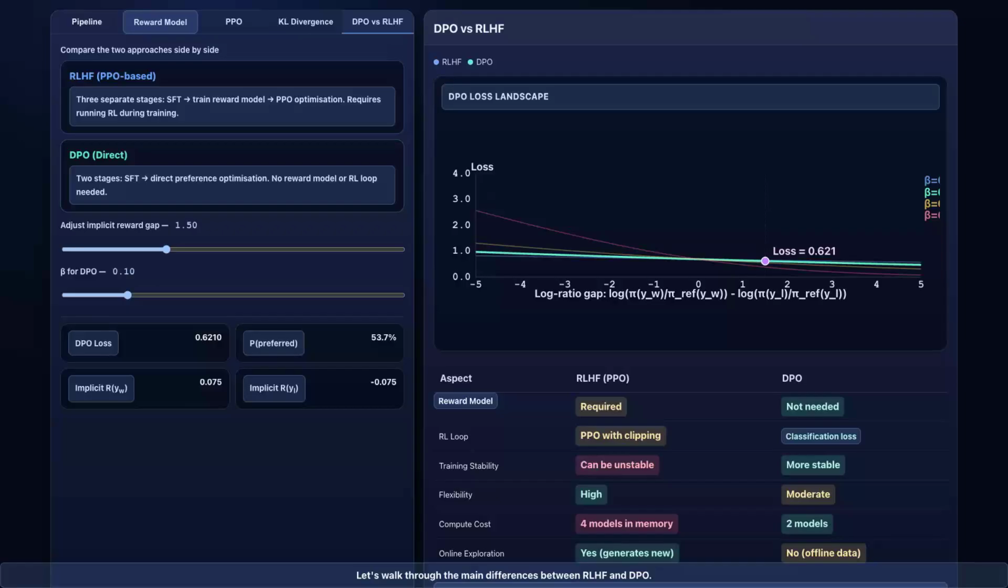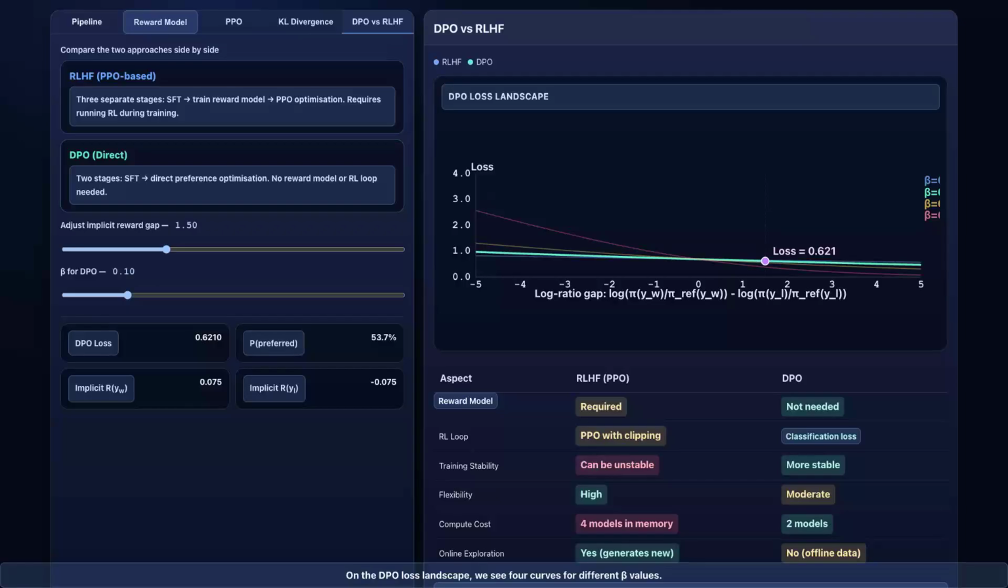Let's walk through the main differences between RLHF and DPO. RLHF requires a reward model, while DPO does not. RLHF uses a reinforcement learning loop with PPO, but DPO uses a classification style loss. RLHF can be unstable, whereas DPO tends to be more stable. RLHF is more flexible, but DPO is simpler and more efficient, needing fewer models in memory and working with offline data instead of generating new responses.